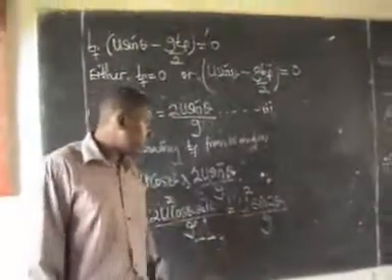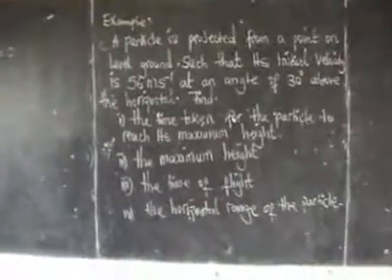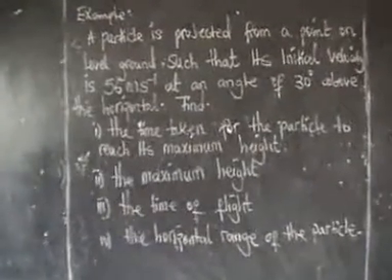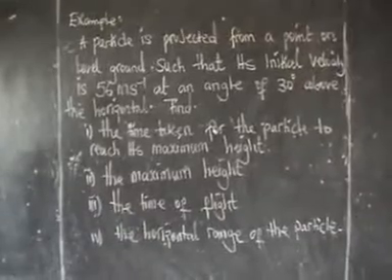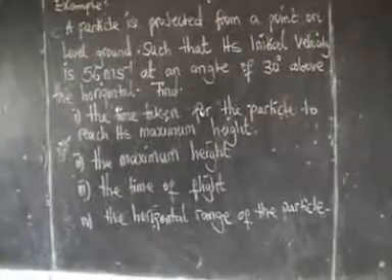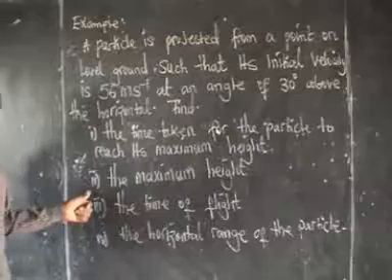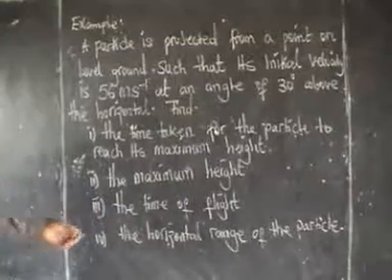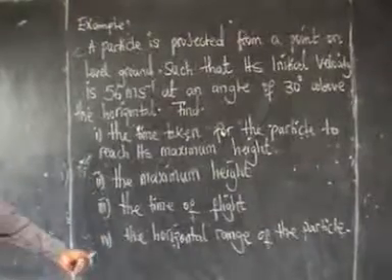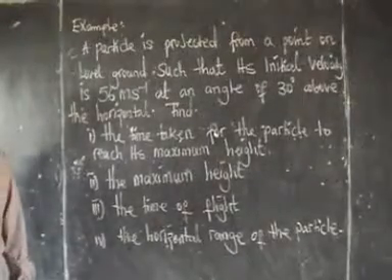A particle is projected on level ground such that its initial velocity is 56 meters per second at an angle of 30 degrees above the horizontal. Find Roman 1, the time taken for the particle to reach its maximum height. Roman 2, the maximum height. Roman 3, the time of flight. Roman 4, the horizontal range of the particle.